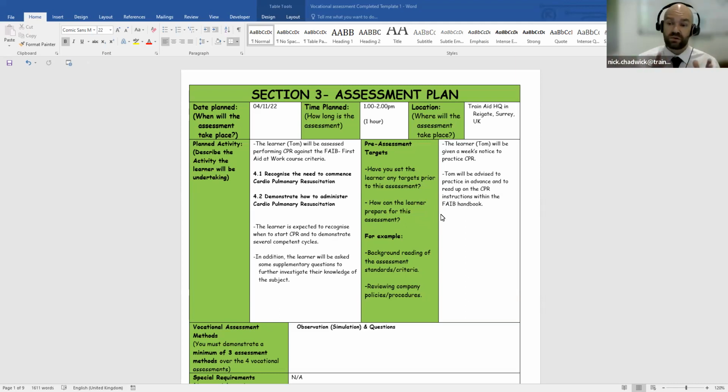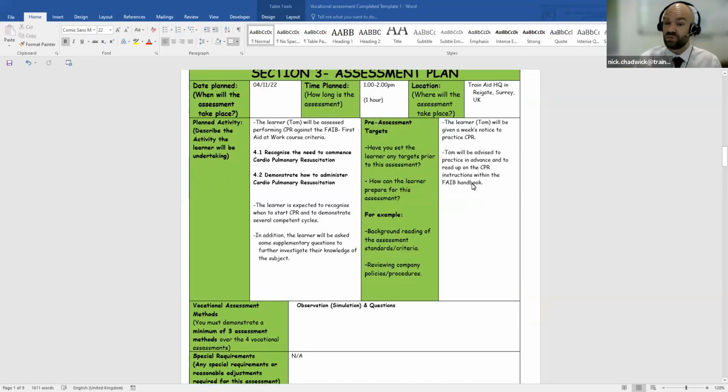You could perhaps give your learner a week's notice, and they can do some homework and reading to prepare themselves for an assessment. Even reading a staff handbook is going to put them in a good frame of mind for the upcoming assessment. So my advice to Tom is please do read the CPR section on the First Aid at Work handbook, and that's going to help him prepare for the upcoming assessment.